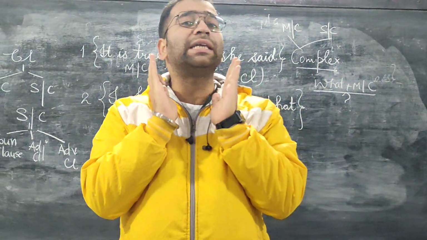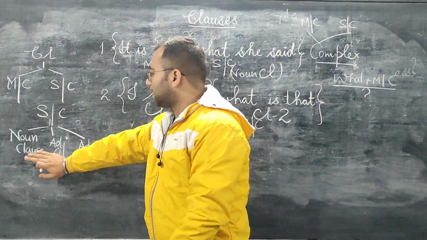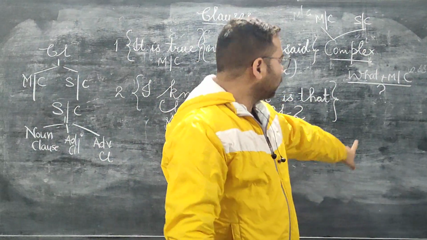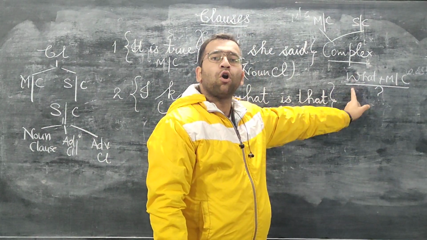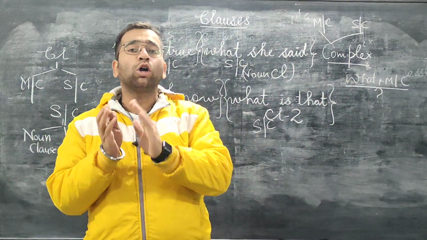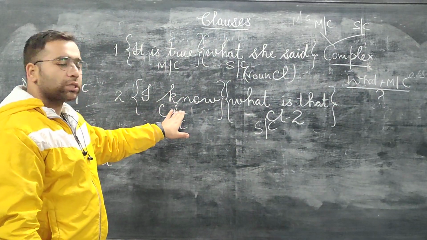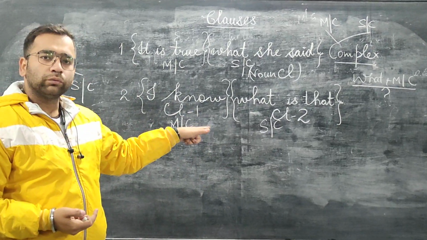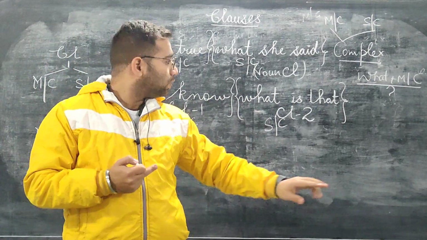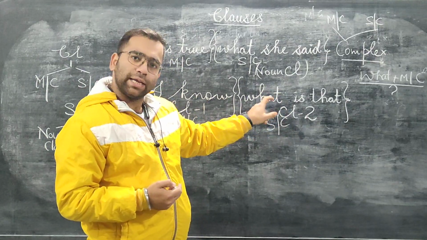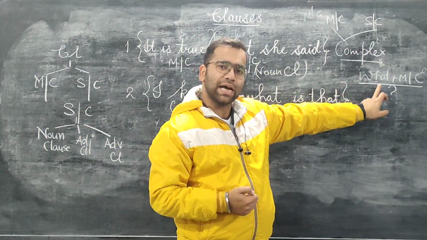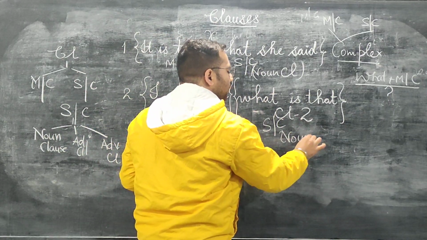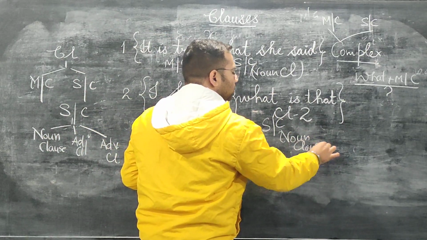Now the kinds of subordinating clause. What is the way to find out the kinds? We have to follow the first part. What plus main clause. What is the main clause? I know. Question: what do I know? What is that? Is it answering? This question is answering. So if this question is answering, definitely the subordinating clause is a noun clause.